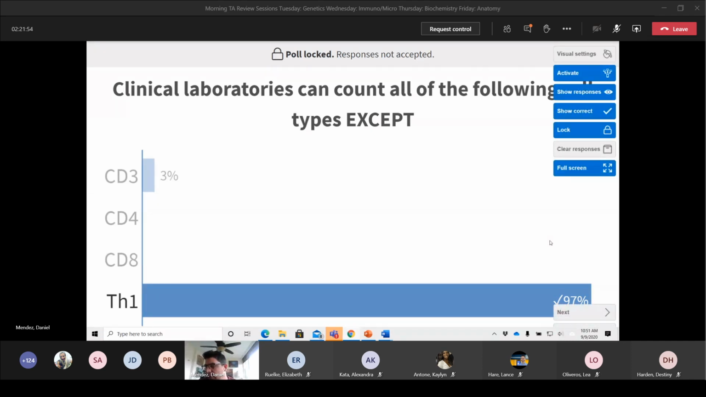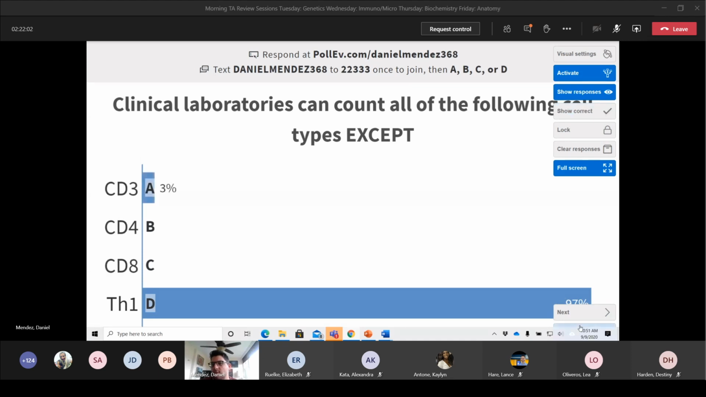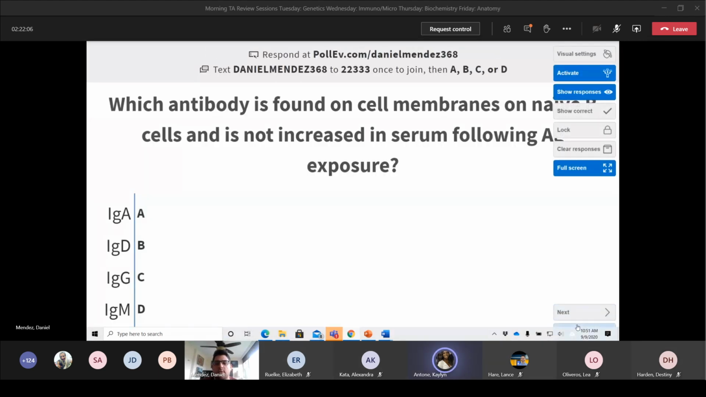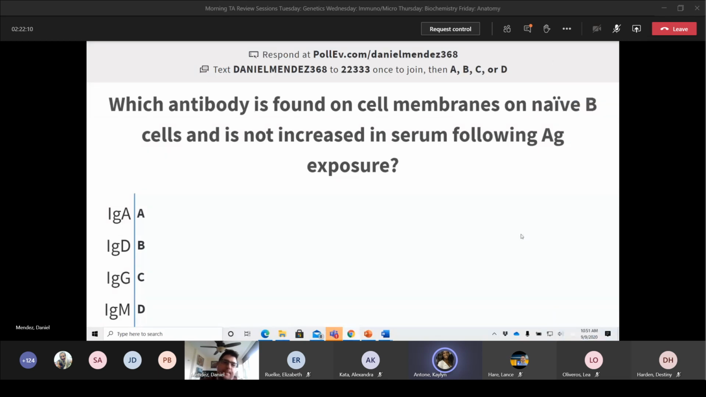You can go on Panopto. You can re-listen to them, and you can actually do it at a faster pace, which is pretty helpful. The last question just referred to how many TH1 cells are inside the body, right? Correct, okay. Yeah.